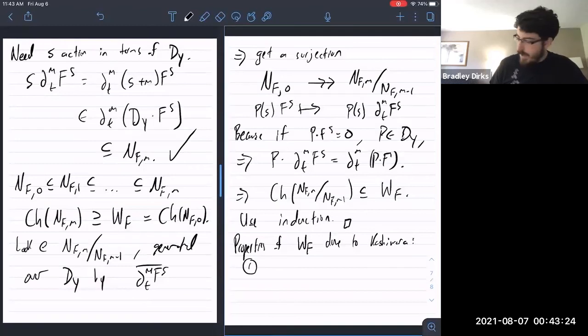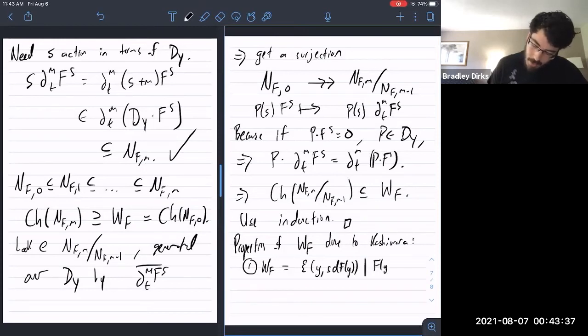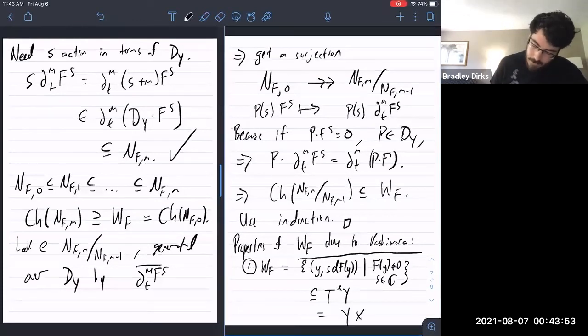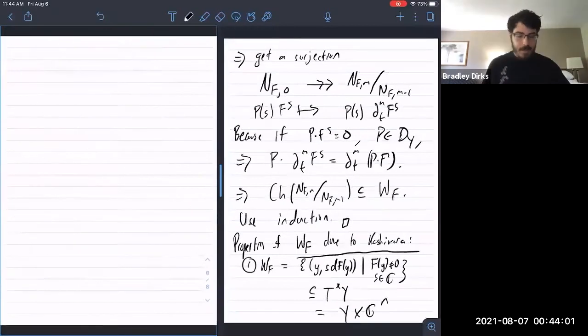So the first one is we could really write it as the closure of this set. It's not so important, but it does help you get a picture of what it should look like. s times df of y, where f of y does not equal 0, and s just varies in C. We take the closure of that inside of T star Y. I'll call it T star Y, but we were thinking of these with some trivialization. I'll do C to the n because that's what I've been writing today. So you get an explicit description of it.